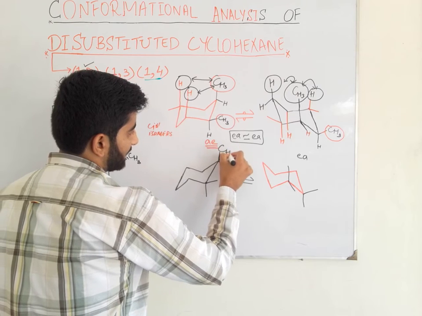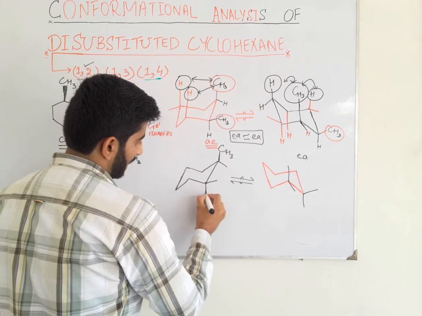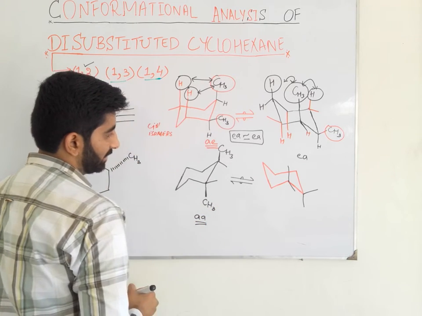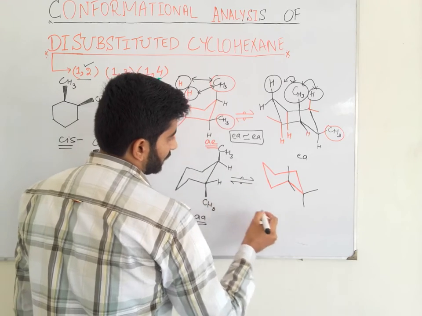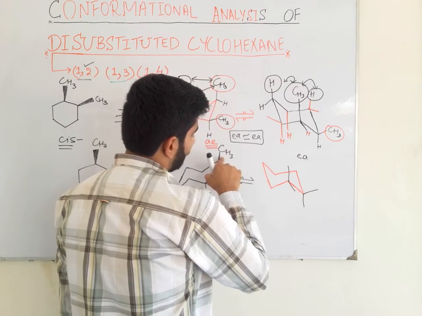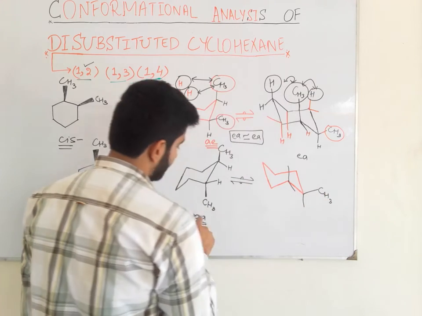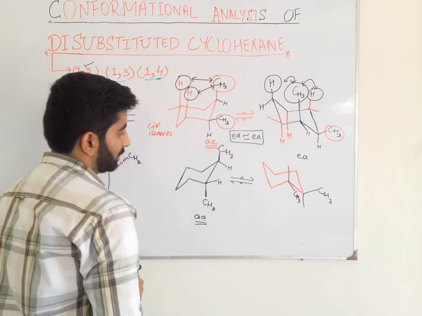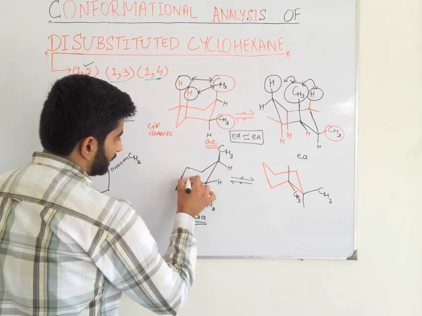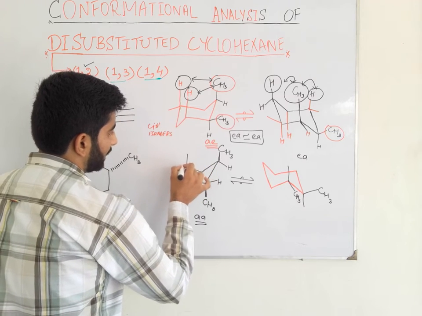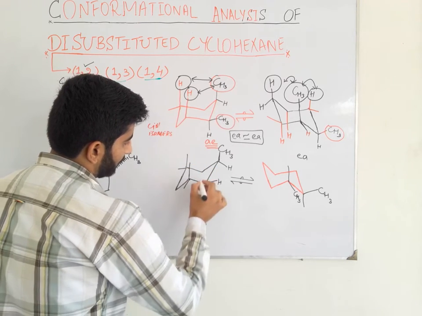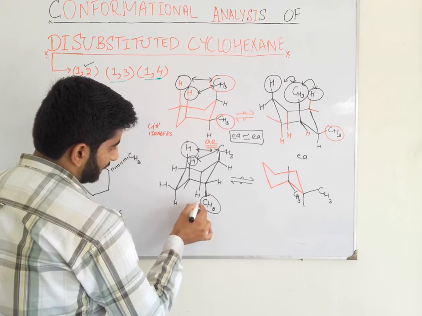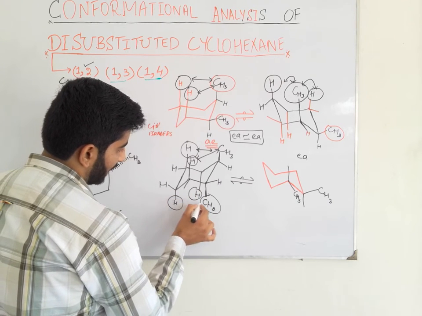So if one methyl group is axial up and the other methyl group is axial down, then this conformation is called AA conformation. In this conformation, this axial up is converted into equatorial up, this axial down is converted into equatorial down. So we will observe that there is an axial hydrogen here, an axial hydrogen here. Similarly, there is an axial hydrogen here, and the other is the 1,3 diaxial interaction between this methyl group and these two diaxial hydrogens.